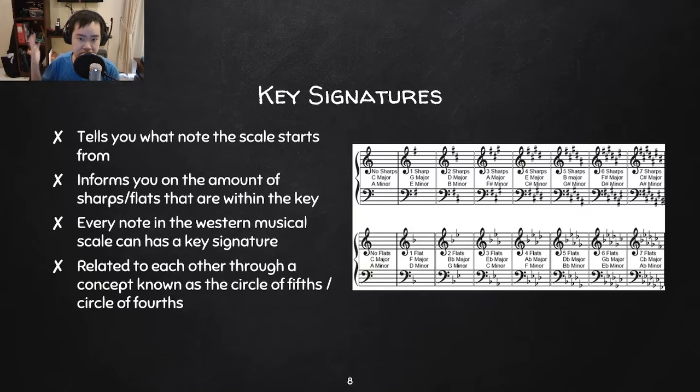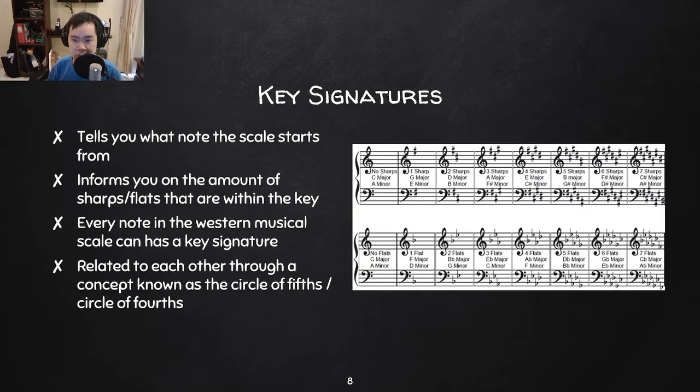Key signatures. What are they? So a key signature just tells you what note the scale starts from. It informs you on the number of sharps and flats within the key. So if you see in the picture here, C major is going to start from C, D, E, F, G, A, B, C. No sharps, no flats. So a key with one sharp is going to be G major: G, A, B, C, D, E, F sharp, G. And so that's going to be the G major scale.